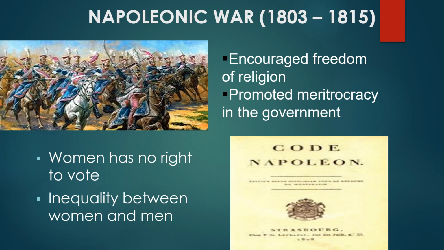And then they created the Code of Napoleon. It is like a constitution wherein the rules and regulations were written. In the Code of Napoleon, it encouraged freedom of religion, so you can choose any religion that you want. It promoted meritocracy in the government. However, it has its negative side because a woman has no right to vote. And there is also a great inequality between men and women.